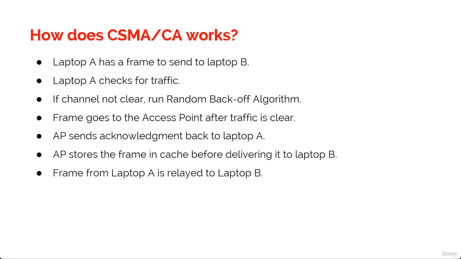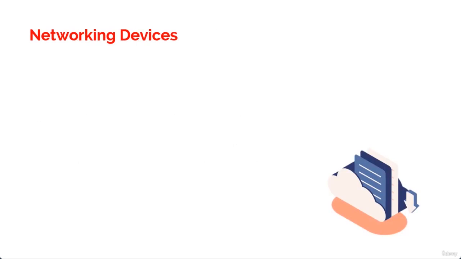Now, the access point sends an acknowledgement back to laptop A, saying that it has received the frame from laptop A. Until that acknowledgement is received by laptop A, all other stations must stay silent. This is very important. Unless and until laptop A receives acknowledgement from the access point saying, you have received your frame, so I'll do my work now, all other stations on the network must remain silent.